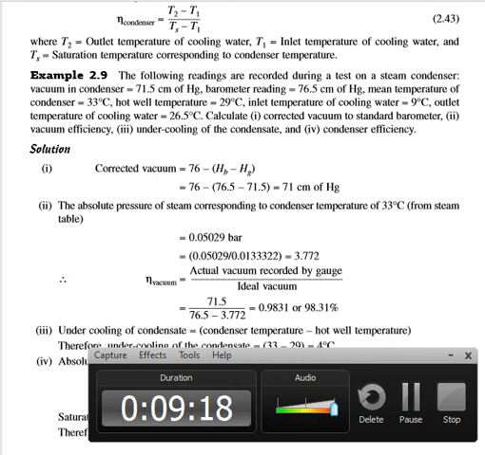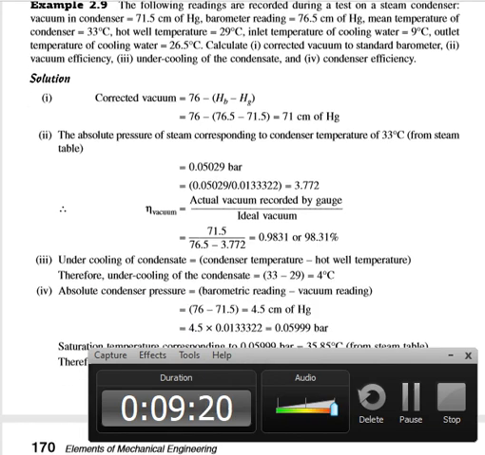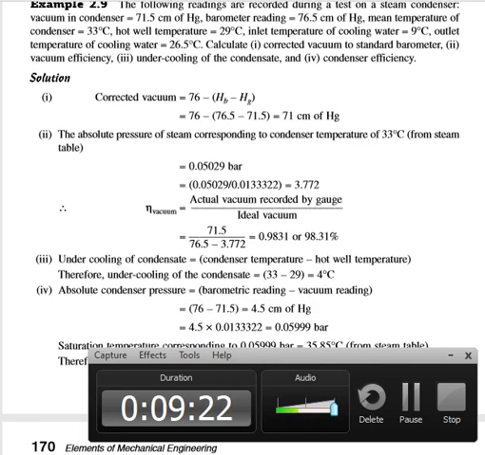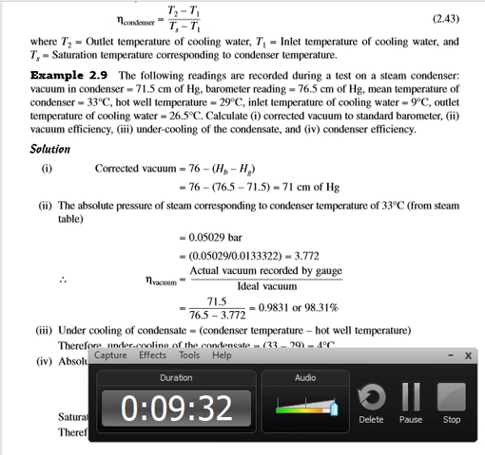First of all, you have to find out the N vacuum, that means the vacuum efficiency. Vacuum efficiency requires the ideal vacuum and the actual vacuum. First of all you have to find out the ideal vacuum, and then go to the corrected vacuum, that is 76 minus (HB minus HG). The HG means barometer minus gauge pressure.